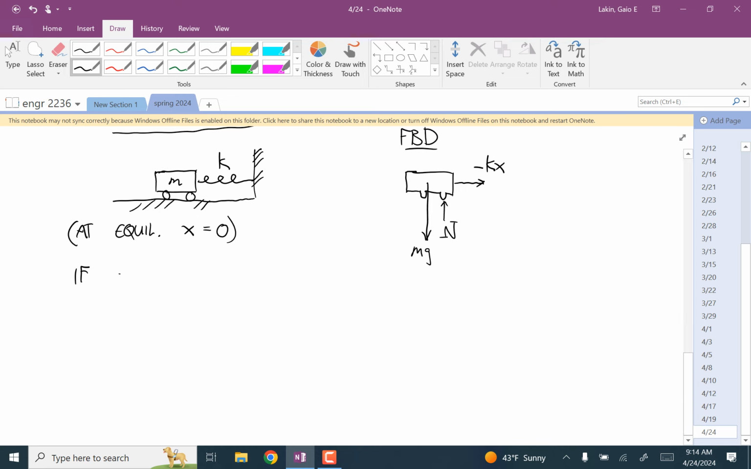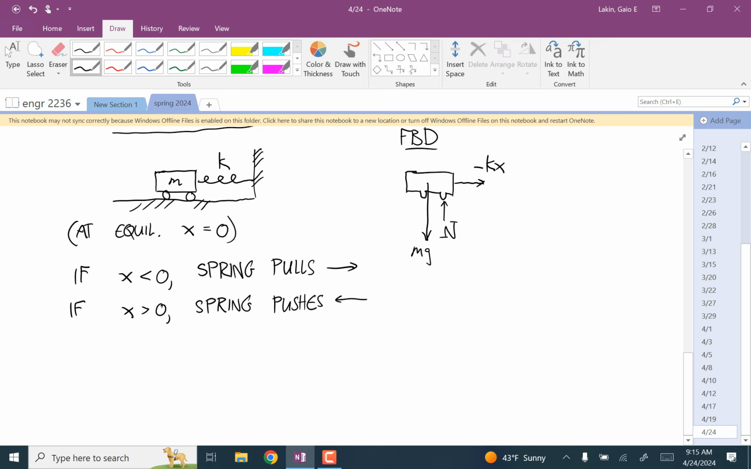So if x is less than 0, the spring pulls this way, and if x is greater than 0, the spring pushes this way.